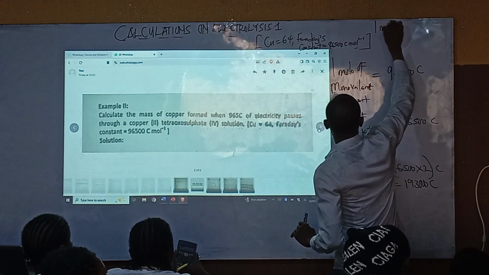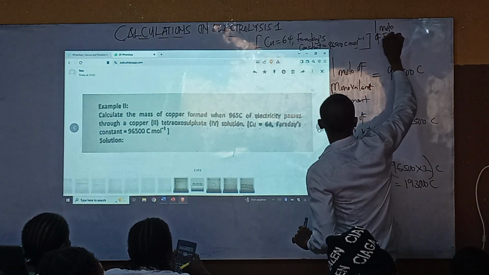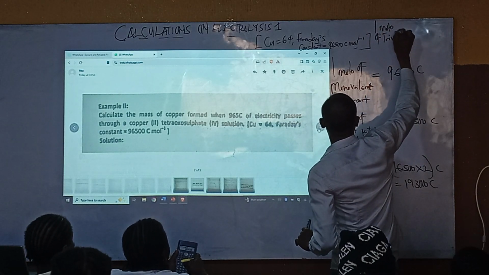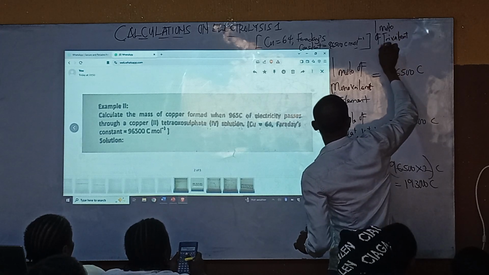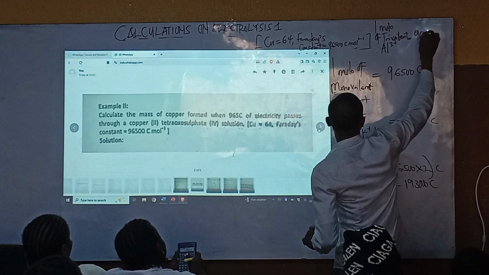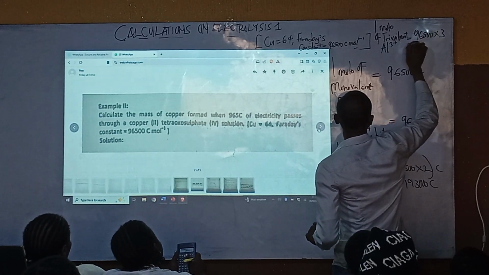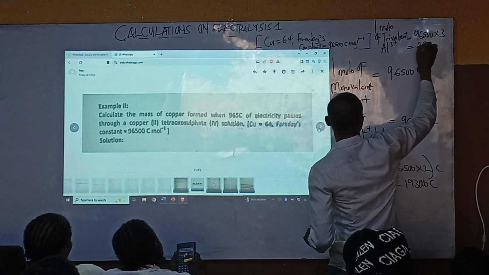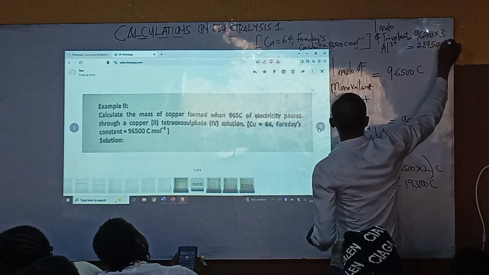What of 1 mole of trivalent elements, where the valency is 3? An example of a trivalent element is aluminium. That's 96,500 times 3. What's the value now? 289,500 coulombs, right?